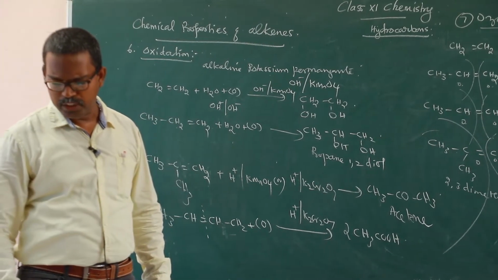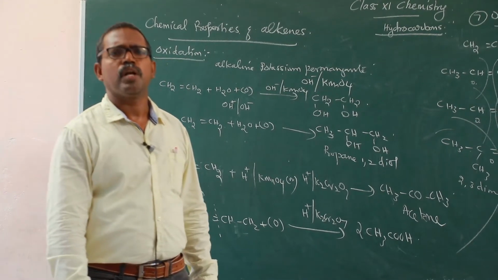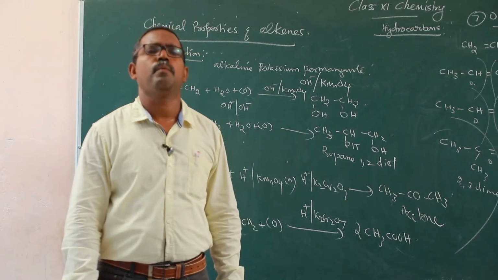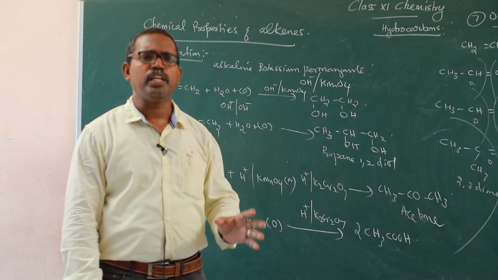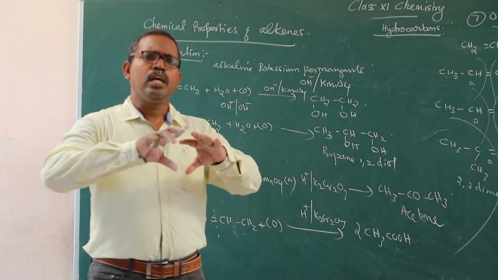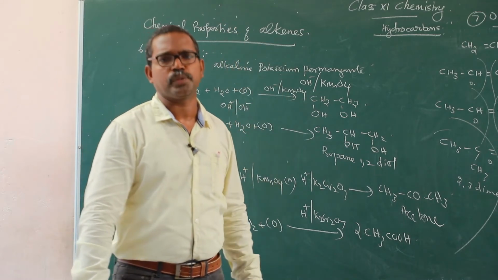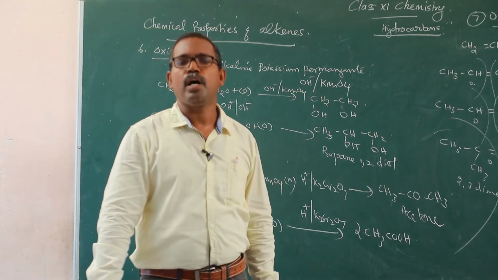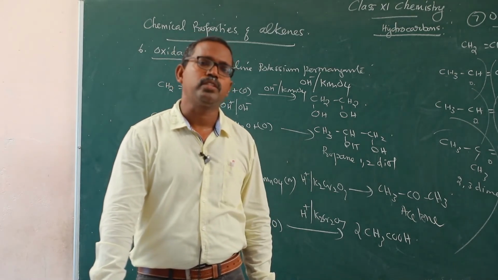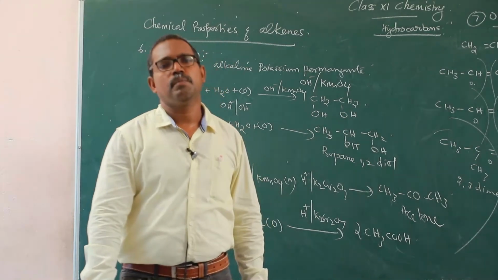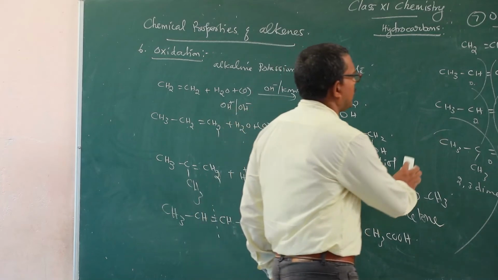The last is the polymerization reaction. So, what is polymerization? A large number of monomers, n number of monomers, combine, bind, unite or link together to form a giant molecule with high molecular weight, called a polymer. The process is called polymerization. The single component is called a monomer. A large number of components are called a polymer.